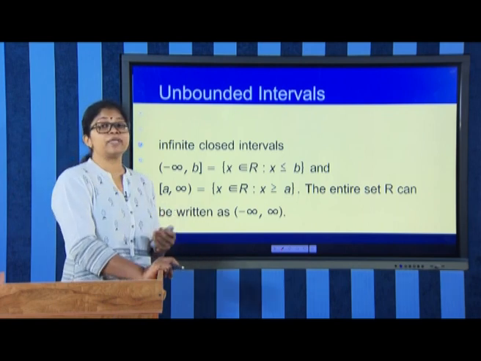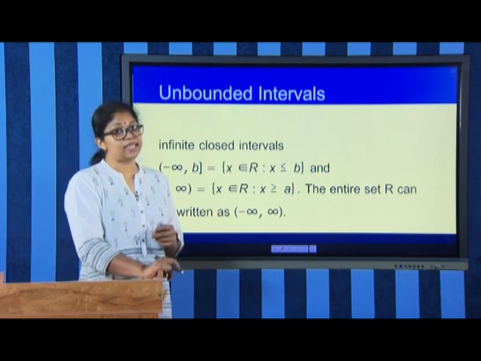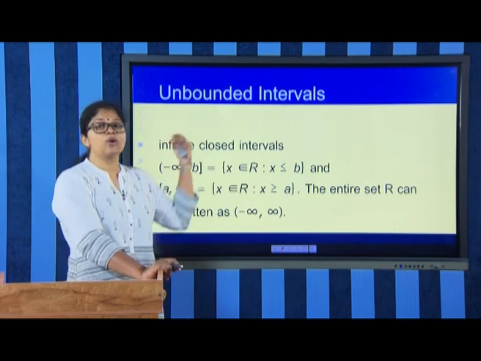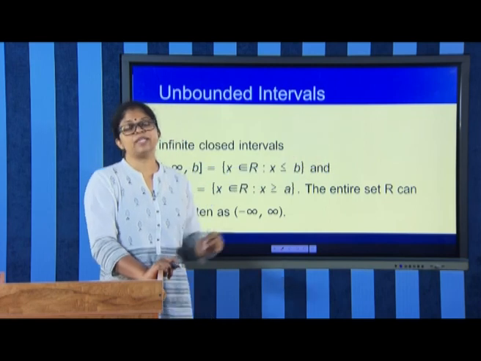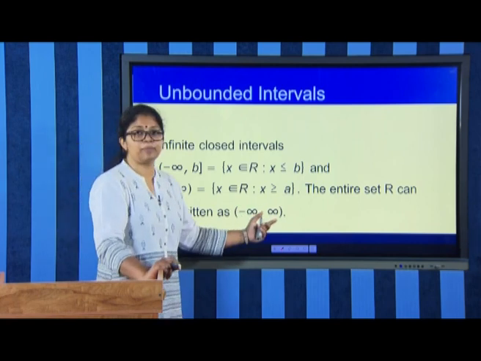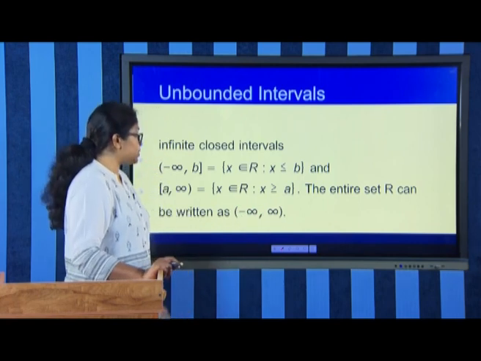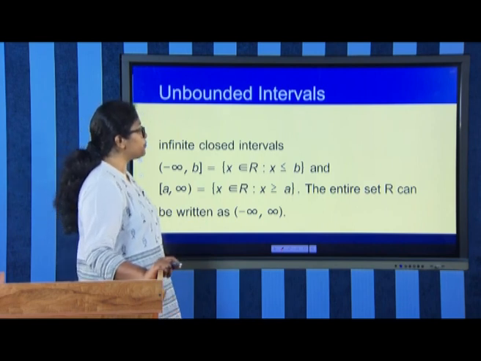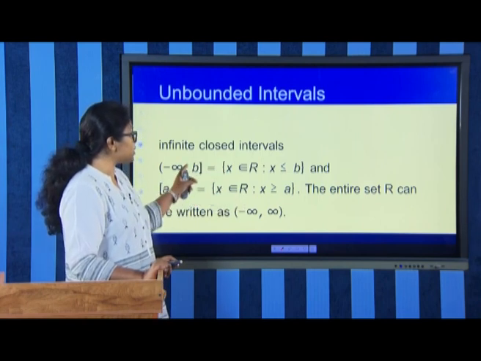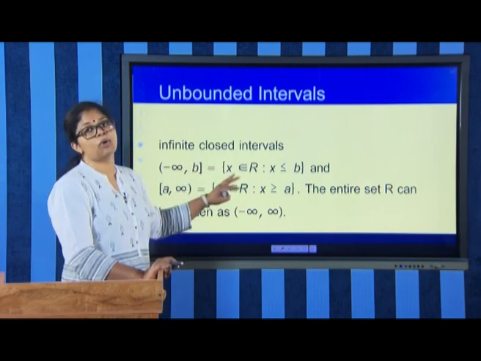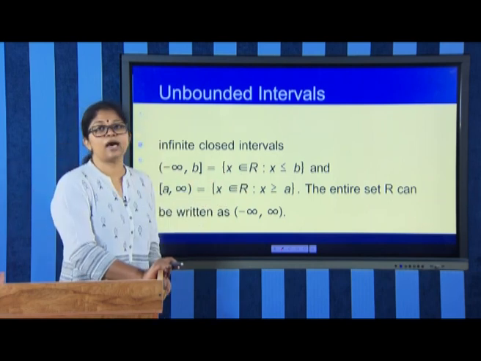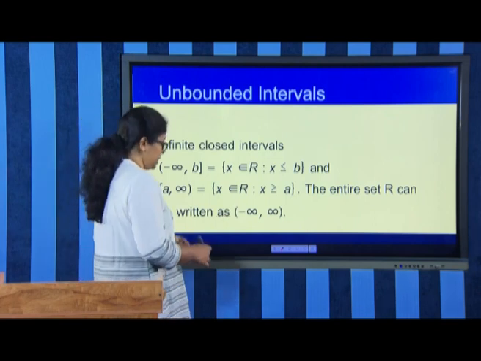Now, how can we represent the entire set R as an interval? The entire set R starts from negative infinity and goes up to positive infinity. So, it can be considered as the infinite open interval, negative infinity up to infinity. This is the entire set R, an infinite interval. So, it is unbounded as well. These are all unbounded because either a lower bound or an upper bound is not there. So, these are all unbounded intervals, whereas the entire set R is definitely an unbounded interval.